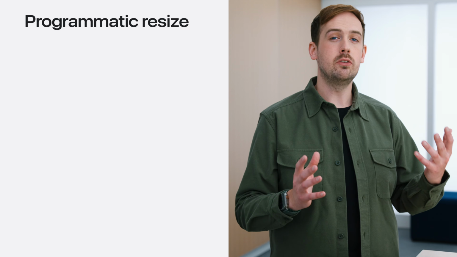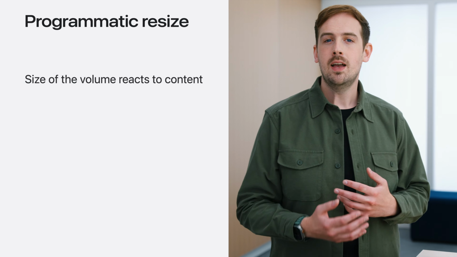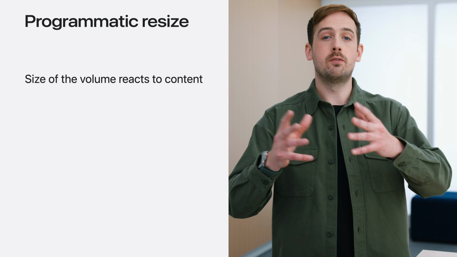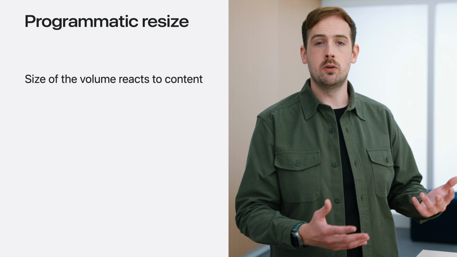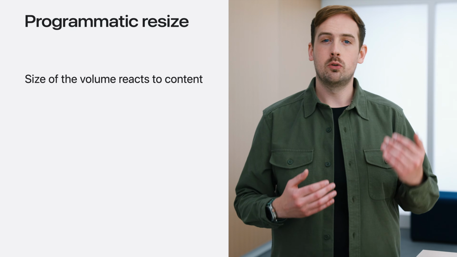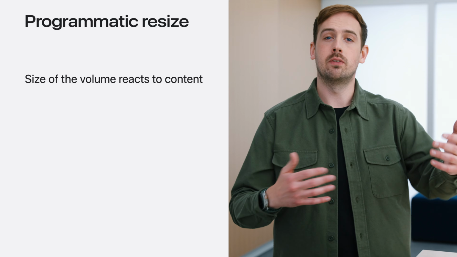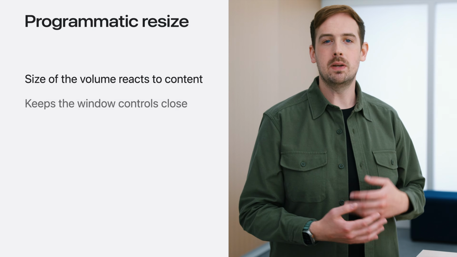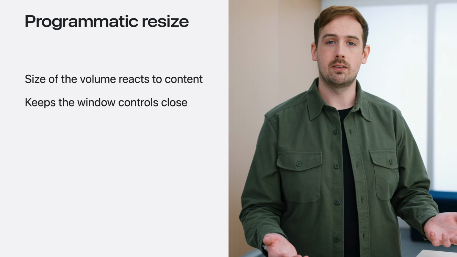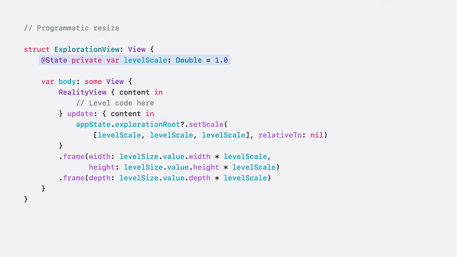This behavior means you can also drive the size of your volume in code. As your app updates its content, any changes to the frames of your views inform the volume about its size as well. This means it's easy to accommodate changing content without worrying about clipping at the bounds of the scene. And because people look for the resize handles at the corners close to your content, this also ensures those controls are never too far away.